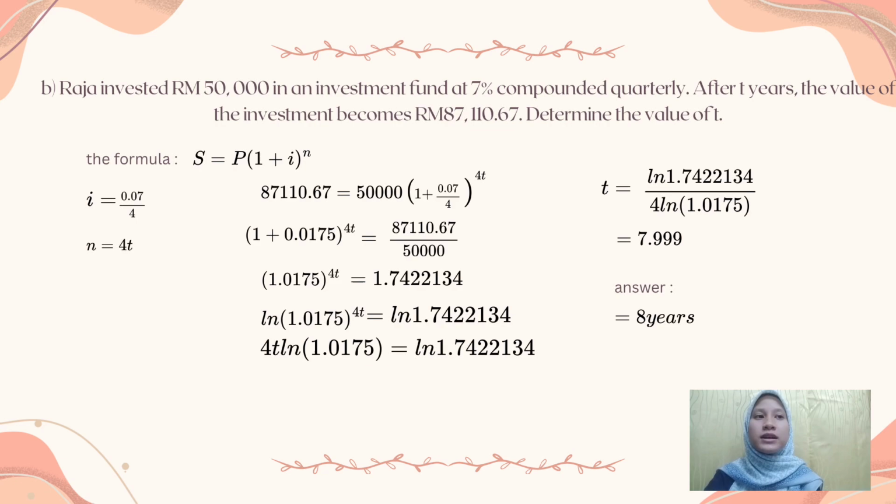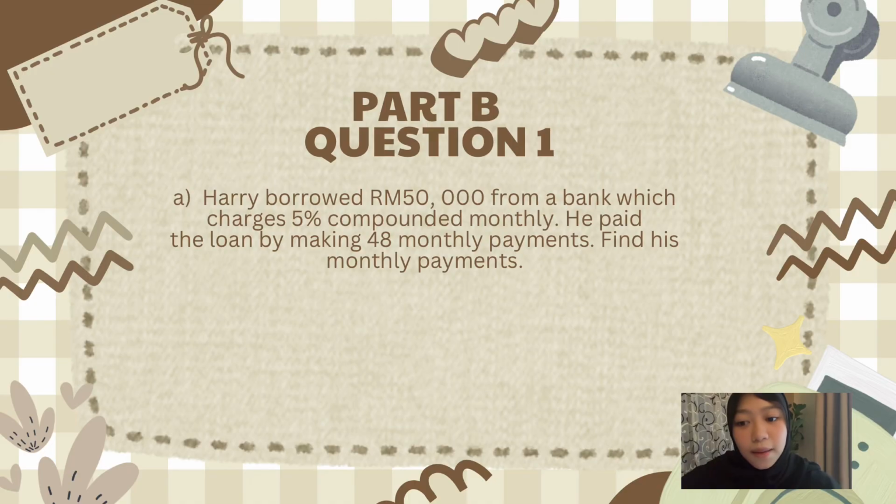After that, we divide 87,110 and 67 cents by 15,000. Then after we get the answer, we need to use log or ln to solve the problem. So we put ln in front of the equation on the left and right sides. Then we bring the power in front of ln. Then divide on the right side. So this is the final answer. We got 8 years as the time.